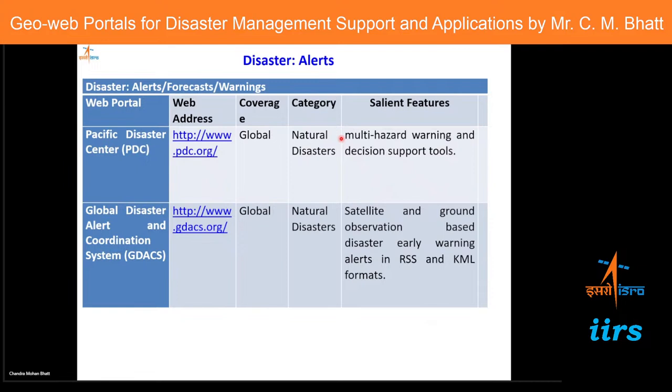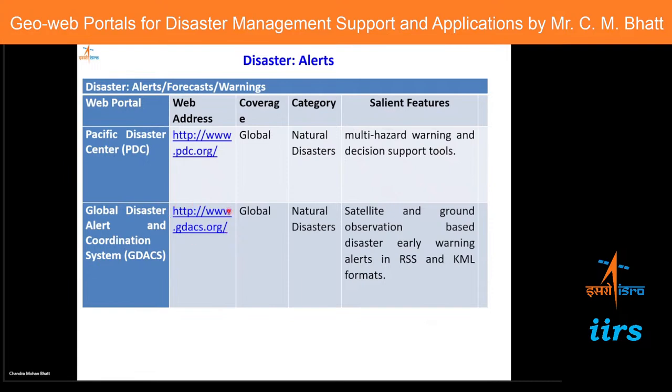So I'll start with the alerts. If possible, I'll try to show you by going live to the websites also. So we have the Pacific Disaster Center (PDC) and the Global Disaster Alert and Coordination System (GDACS). This is a portal that is run by the European Commission. This portal gives information on all the disasters that are happening globally.